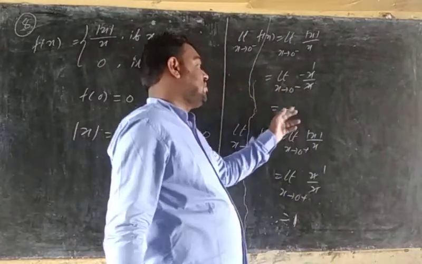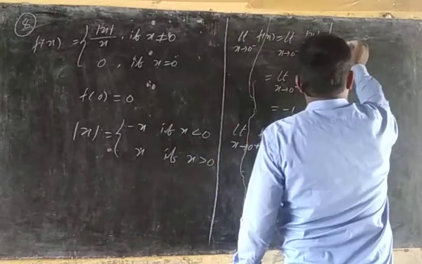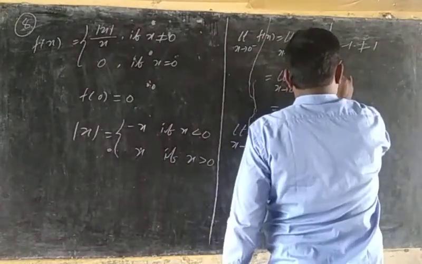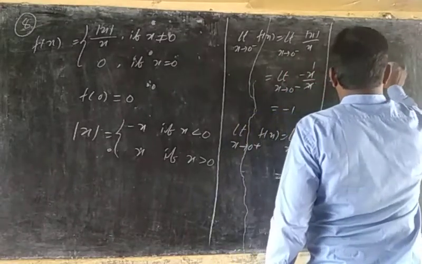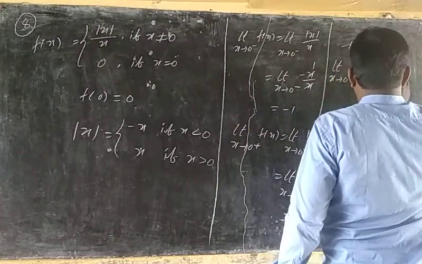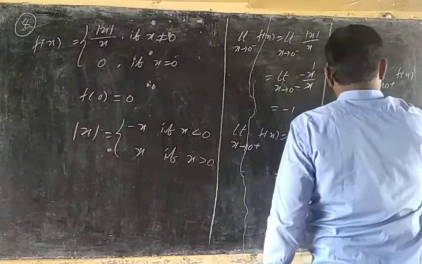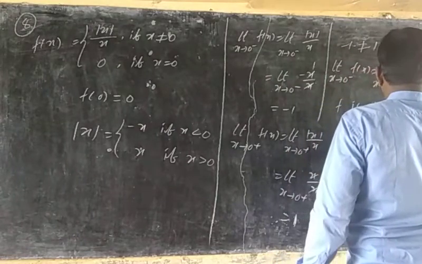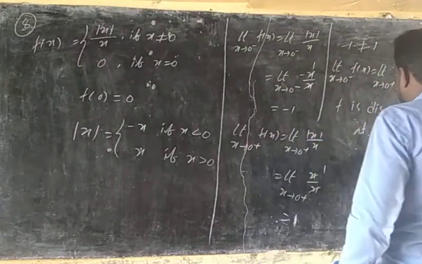Left hand limit minus 1, right hand limit plus 1. So minus 1 is not equal to plus 1. Therefore, limit x tends to 0 minus of f of x is not equal to limit x tends to 0 plus of f of x. Therefore, f is discontinuous at x is equal to 0 is the answer.